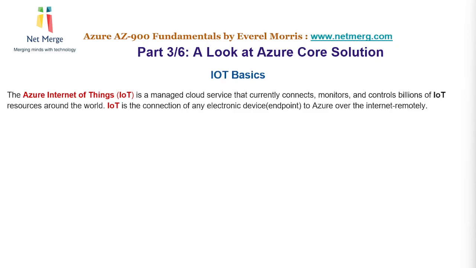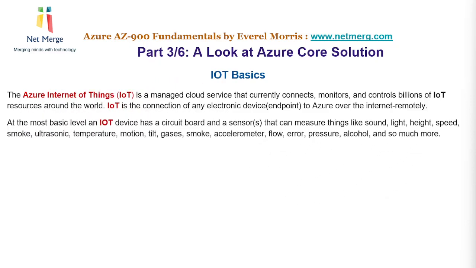Now, there are three Azure IoT services, and we're going to go through the different services and what each is capable of doing. At the most basic level, an IoT device must have a circuit board and a sensor, because sensing or measuring is at the core of what IoT is all about. It will measure things like sound, light using infrared, height using a form of measurement rule, and speed using a speedometer.